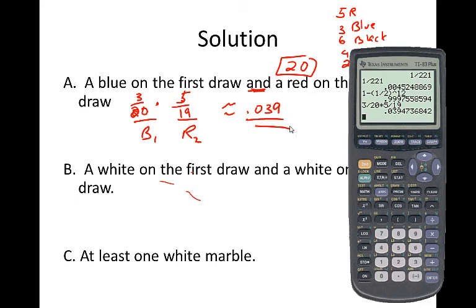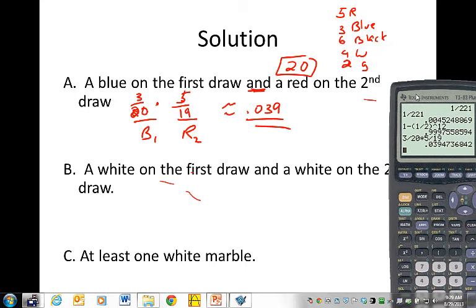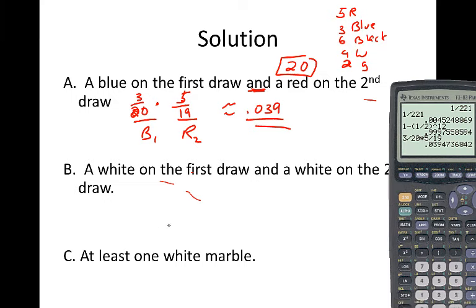Okay, how about a white on the first draw and a white on the second draw? So white on the first draw and a white on the second draw. So how many whites do we have? 4 over 52 times a white on the second draw. How many whites do I have in the deck now?